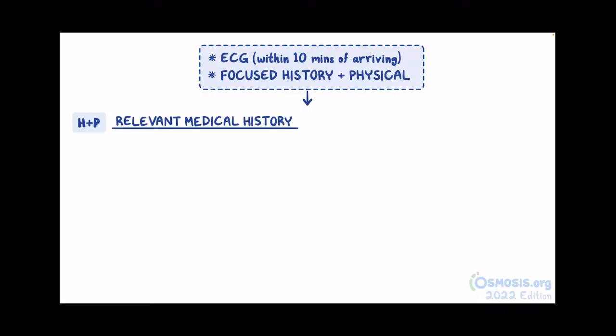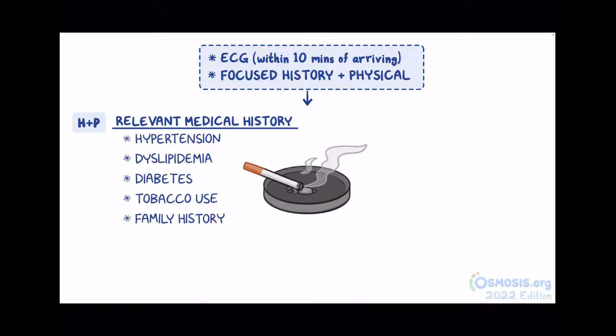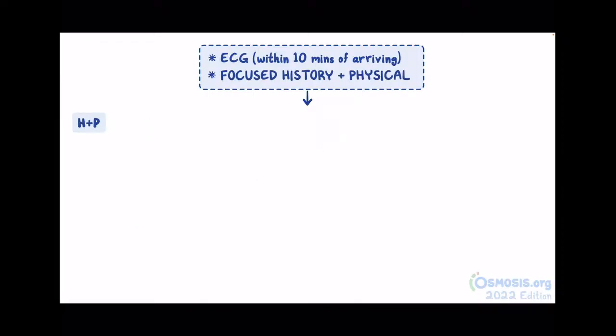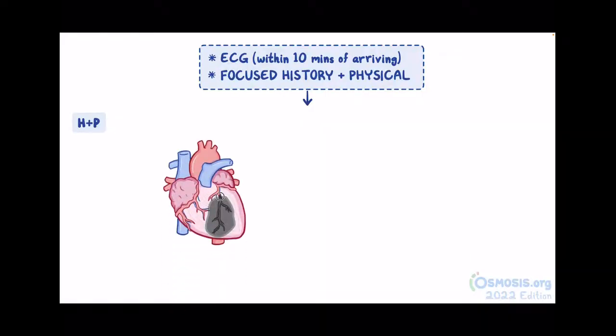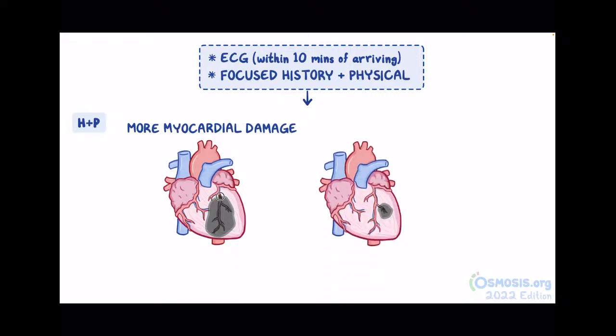Relevant medical history in patients with chest pain includes hypertension, dyslipidemia, diabetes, tobacco use, and a family history of myocardial infarctions. Physical examination findings in patients with ACS can be variable, since proximal blockages in large vessels result in more myocardial damage than distal blockages in smaller branches. If a large myocardial area is affected, it can lead to decreased cardiac output.